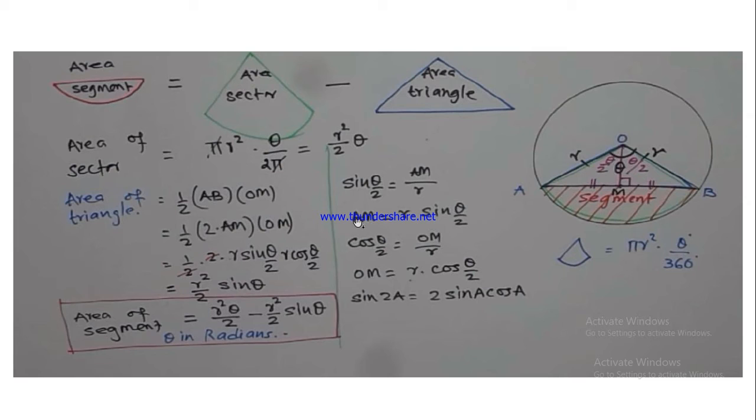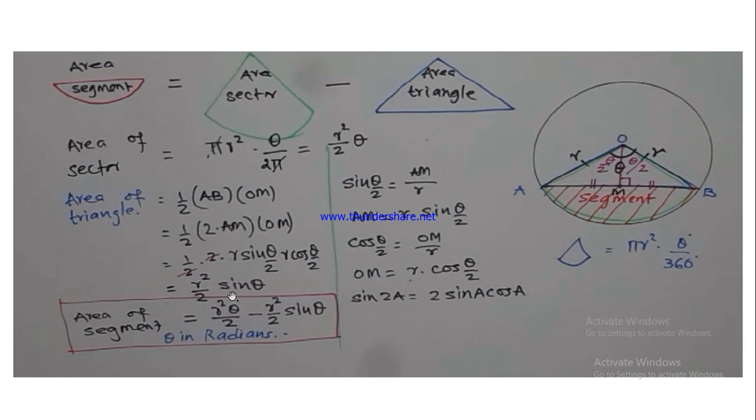Now we put these expressions back into the equation for the area of the triangle. By putting this, we get the expression R sine theta by 2 into R cos theta by 2. We club together sine theta by 2 and cos theta by 2 because there is a trigonometric double angle identity that we know, which is sine 2A is equal to twice sine A cos A. Using this identity, we finally get the area of the triangle as R square by 2 into sine theta.